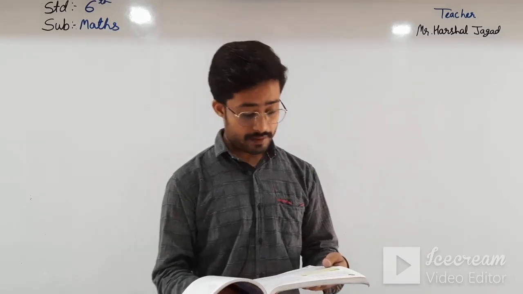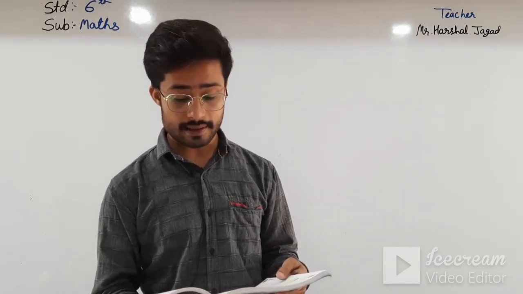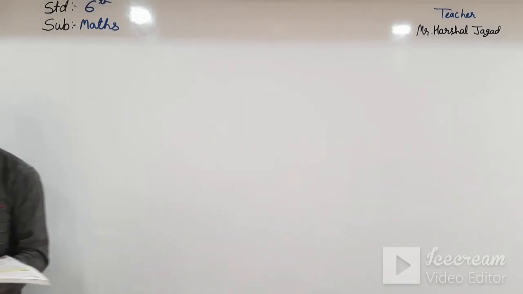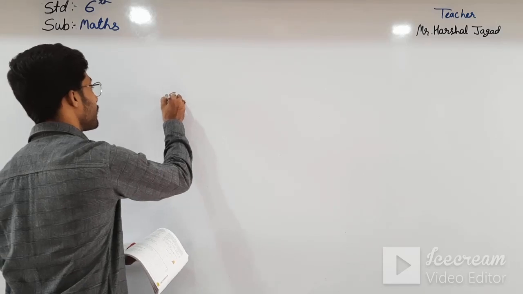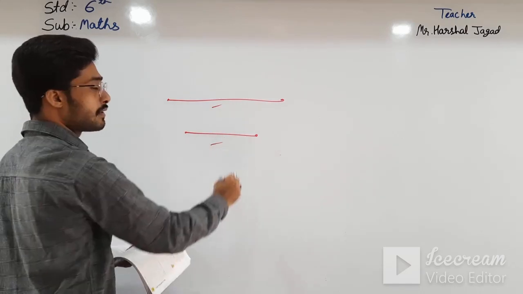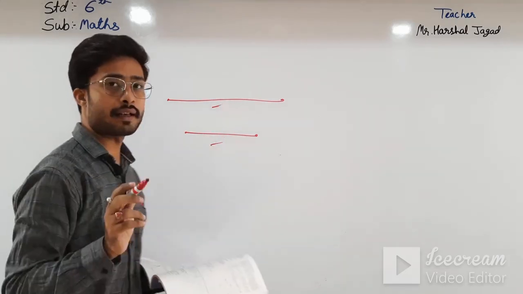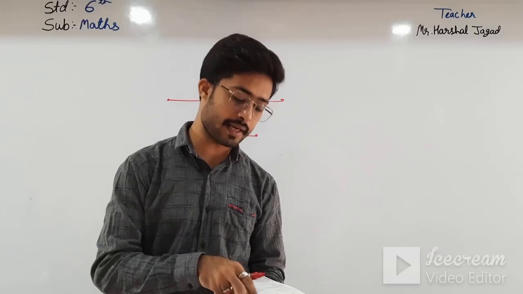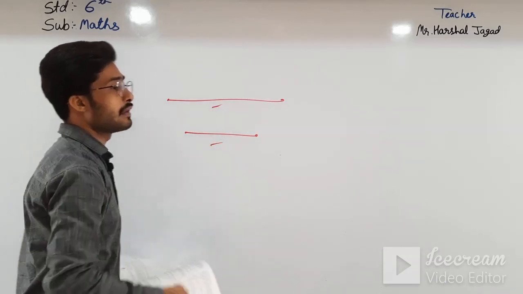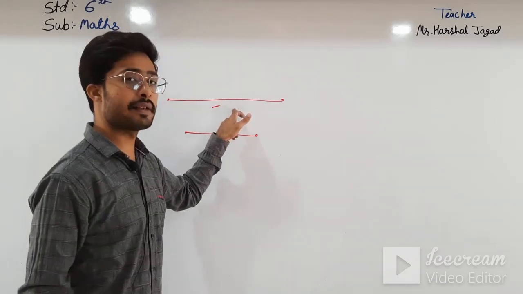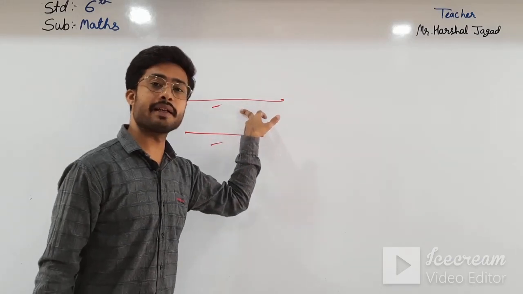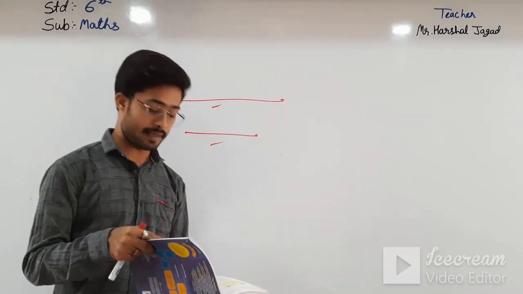Okay, students, so here first is comparison of line segments. So, how are they compared? We all know that if two lines are there, this is a line segment, and this one is bigger than this one. This is smaller than this one. We can compare line segments. Here I haven't written the centimeters, but if I tell you this is 7 centimeter and this is 5 centimeter, then we can say this 7 centimeter line segment is bigger than the 5 centimeter line segment.